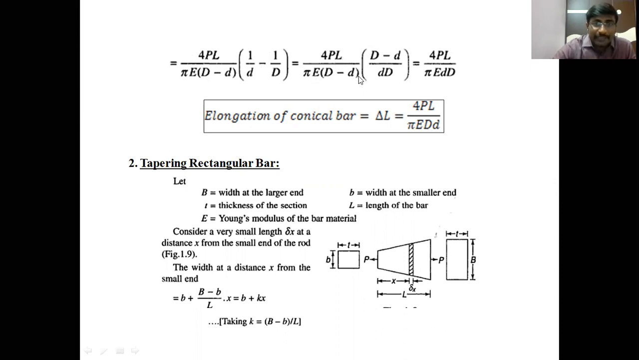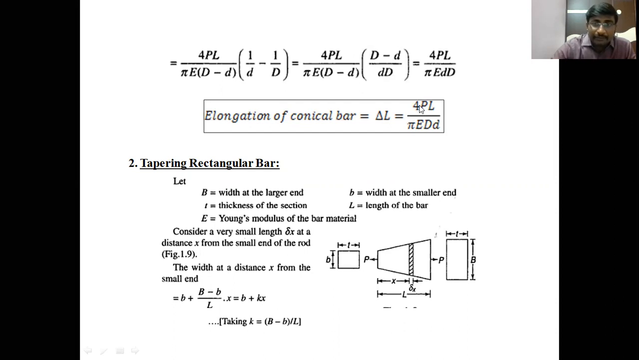4PL by pi E into (D minus d), and the LCM is D d, so (D minus d) by D d. (D minus d) is also cancelled. 4PL by pi E into D into d. This is the formula to calculate the elongation of a conical bar.